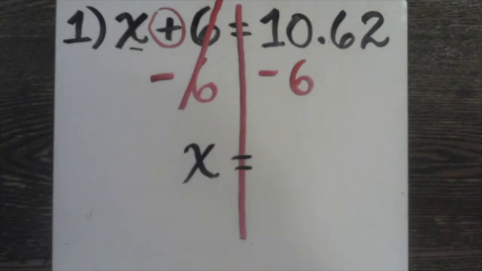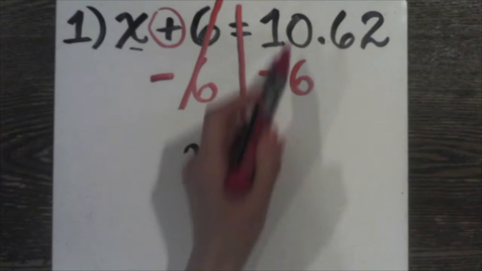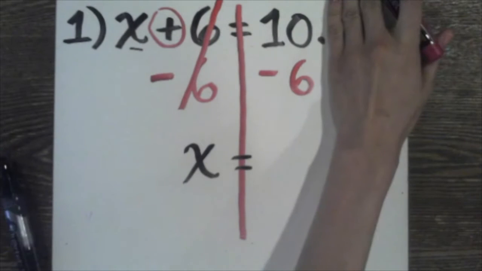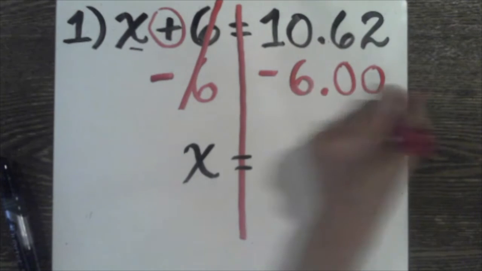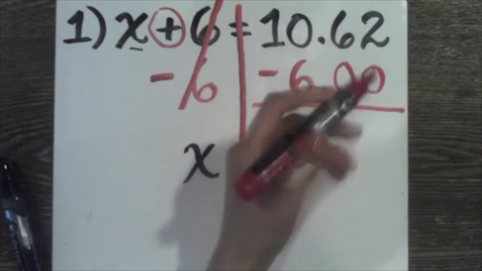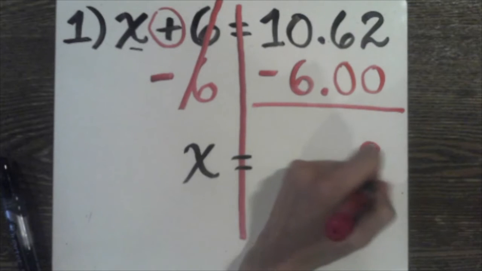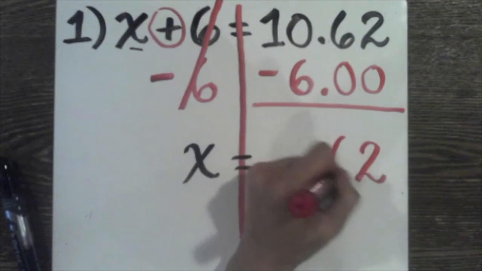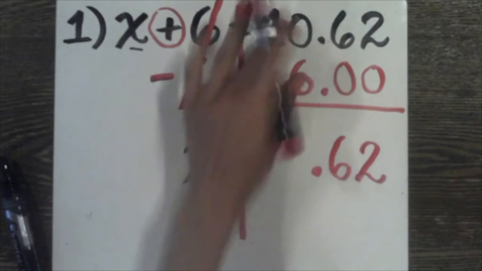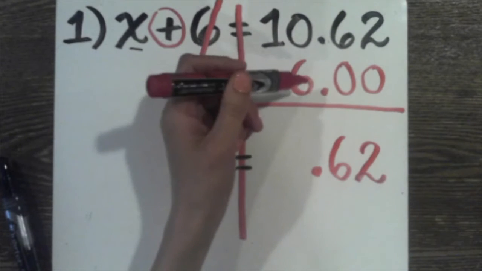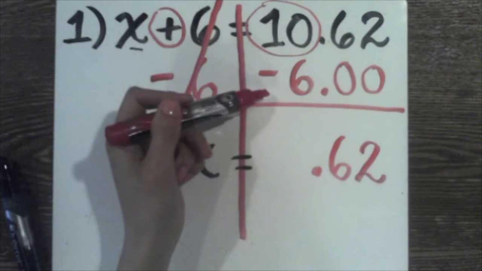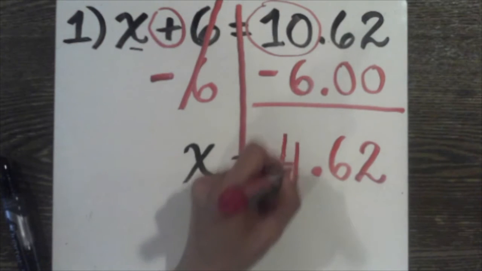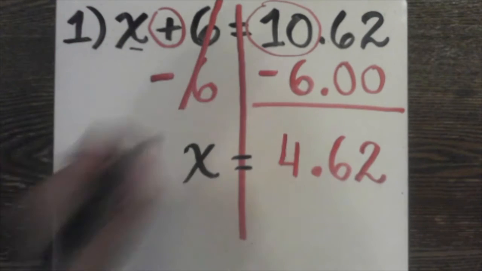I want to know what my x is. I want the x by itself. Now all I need to do is say 10.62 minus 6. Watch out and make sure the 10 and the 6 are lined up so that we can do our subtraction properly. 2 minus 0 is 2, 6 minus 0 is 6, and 0 minus 6 doesn't work, but I can borrow from the neighbor and say 10 minus 6 is 4. My answer is x equals 4.62.